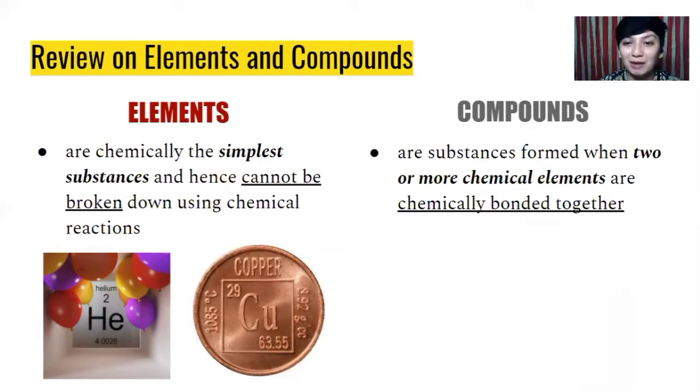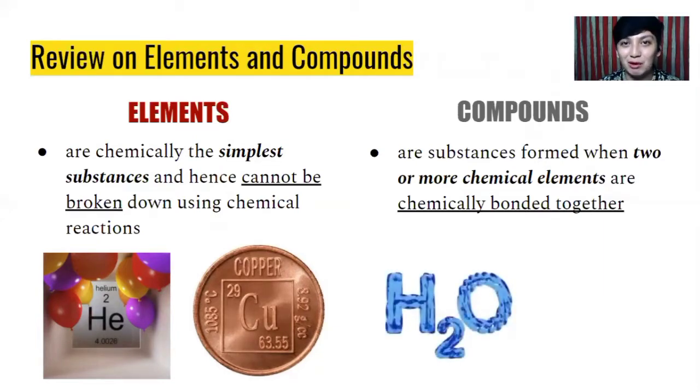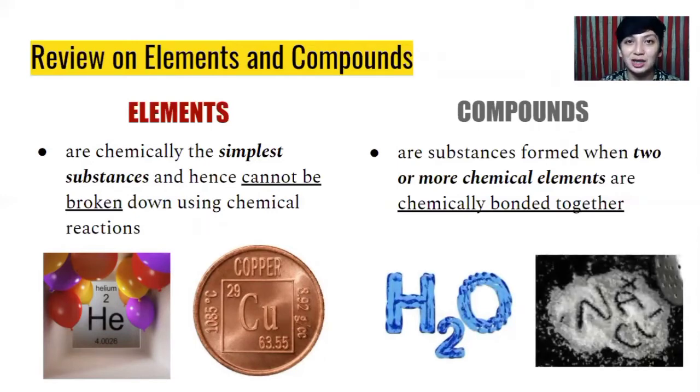We all know that compounds are substances formed when two or more chemical elements are chemically bonded together. So these are examples of compounds. We have H2O and then we have NaCl. H2O, meaning to say it is composed of two hydrogen and one oxygen. That is the water we all know. And then NaCl, which is composed of one sodium and one chlorine. That forms sodium chloride, or what we all know as table salt, the salt in our homes, which is the rock salt.